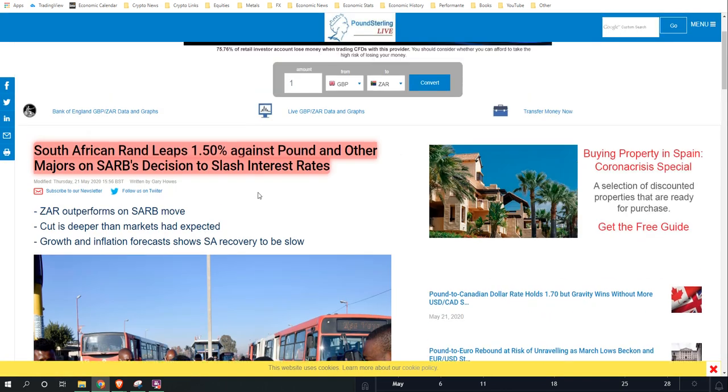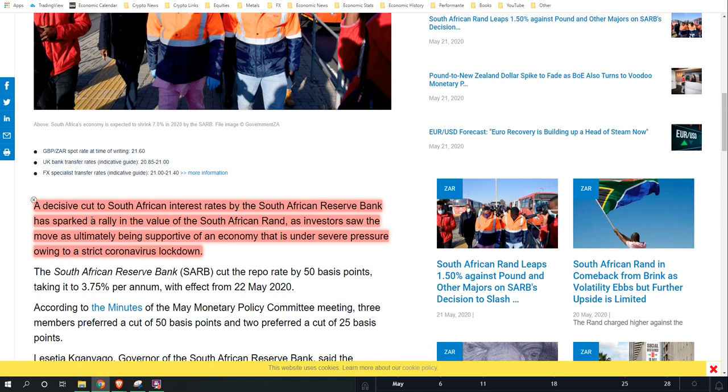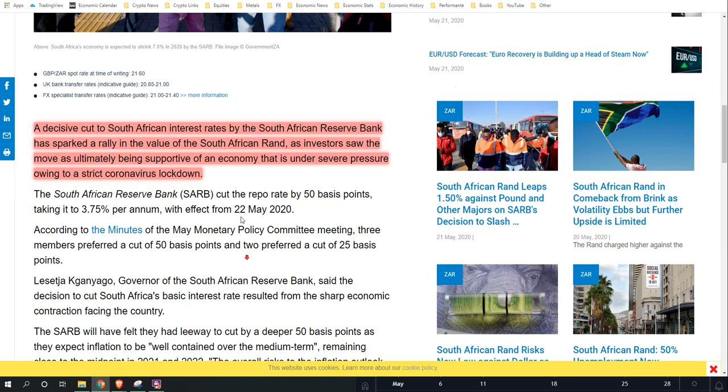Just quickly letting you know before we get into the charts here, the South African Rand actually had a little bit of a bullish day today because they did slash interest rates. Here we can see a decisive cut to South African interest rates by the South African Reserve Bank has sparked a rally in the value of the South African Rand, as investors saw the move as ultimately being supportive of an economy that is under severe pressure during the strict coronavirus lockdown.